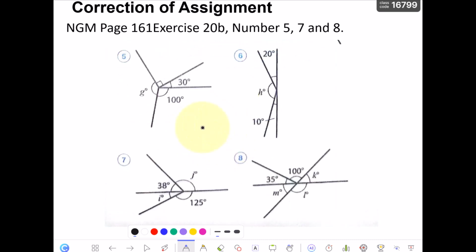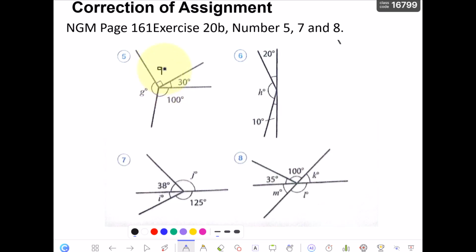Now, coming to the assignment, we said we should do 5, 7, and 8. So looking at 5, you can see that all the lines, they go round this single point. There's no line that goes across on a straight line. So we cannot do angle on a straight line in this number 5. So what we are going to use here is angle at a point. Remember, this symbol here is the symbol for 90 degrees.